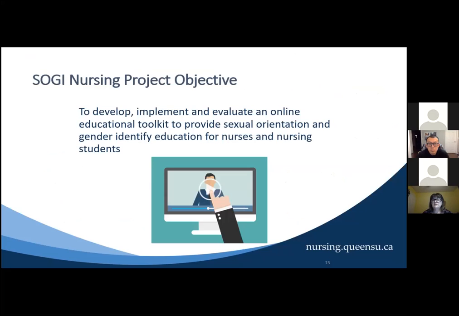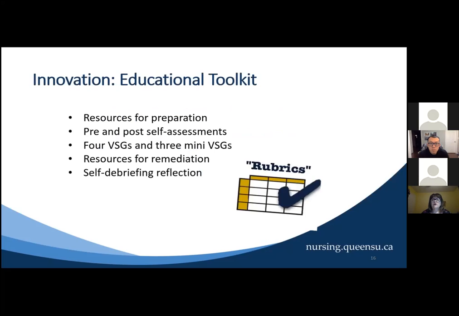So the objective of this project was to develop, implement, and evaluate an online educational toolkit to provide sexual orientation and gender identity education for nurses and nursing students. So the components of the toolkit aligned with the INACSL standards of best practice for simulation. So that's the International Nursing Association for Clinical Simulation and Learning. And so there are a lot of principles that are important to consider when you're designing simulation. And so we came up with a variety of resources that could be used for pre-simulation preparation. We based all of the virtual simulation games on learning outcomes and created learning outcomes assessment rubrics that could be used pre and post as self-assessments.